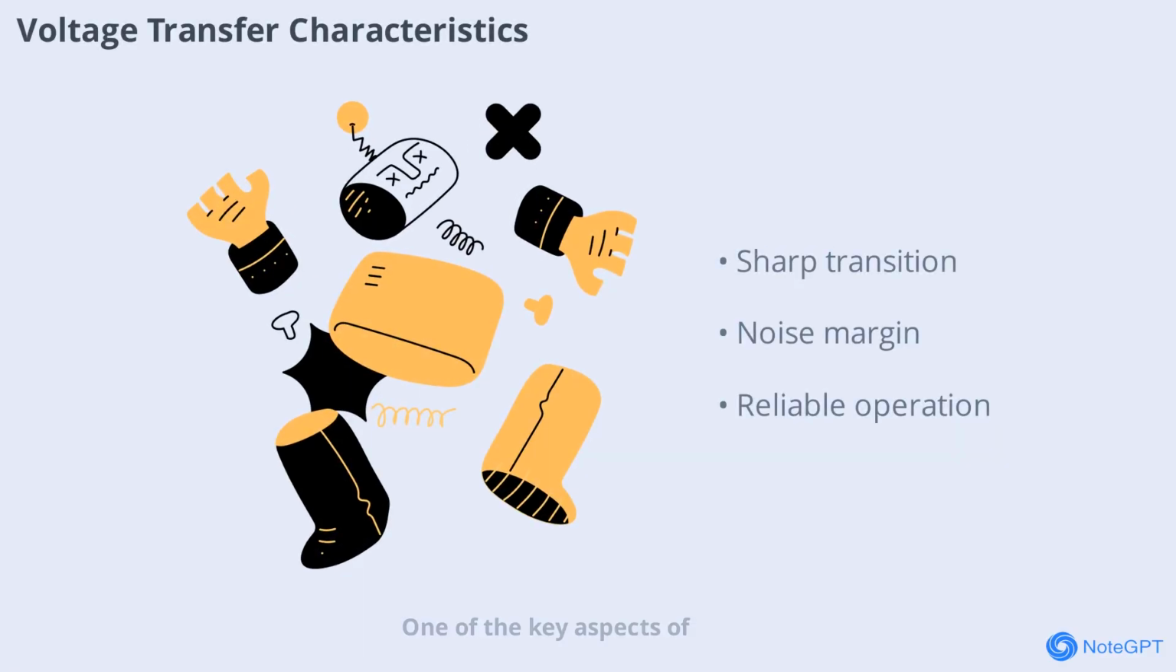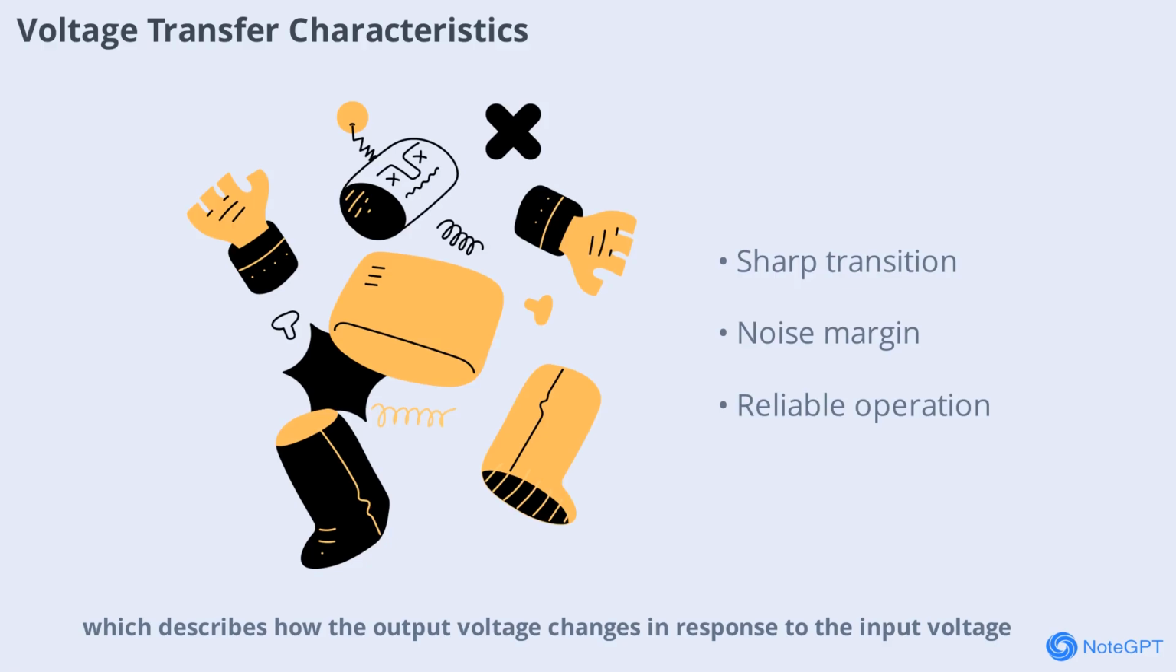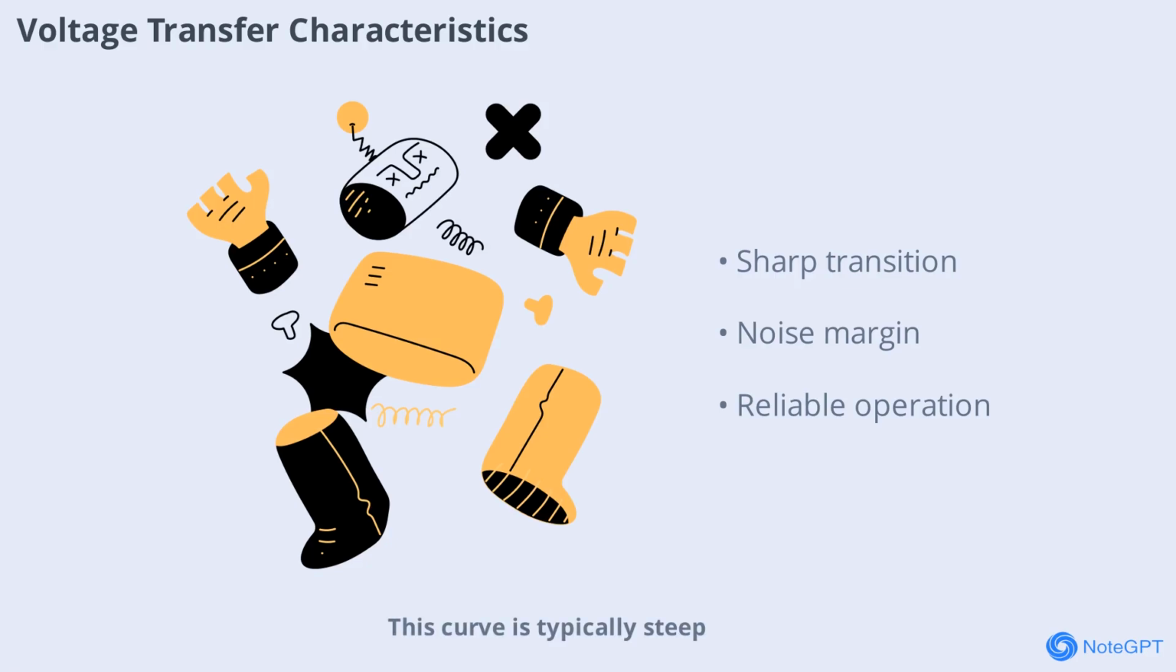One of the key aspects of CMOS inverters is their voltage transfer characteristic, which describes how the output voltage changes in response to the input voltage. This curve is typically steep, indicating a sharp transition between logic states. The voltage transfer characteristic is important for understanding noise margins and the reliability of digital signals. We'll examine this curve and see how it ensures robust operation in digital systems.